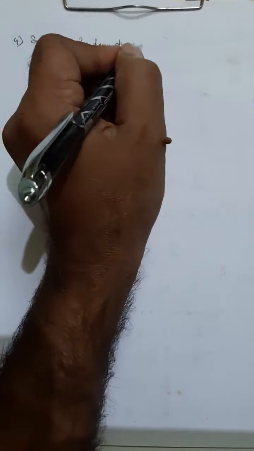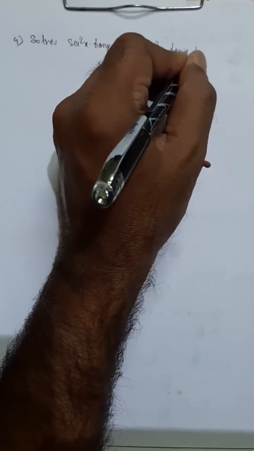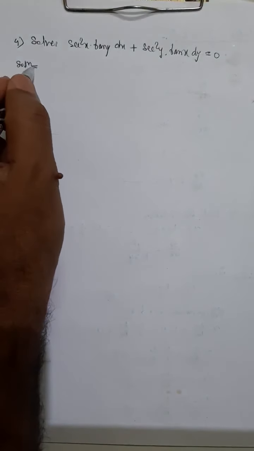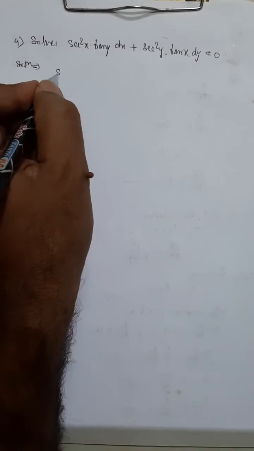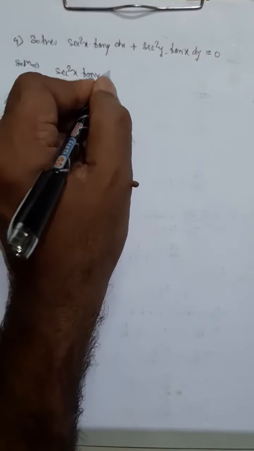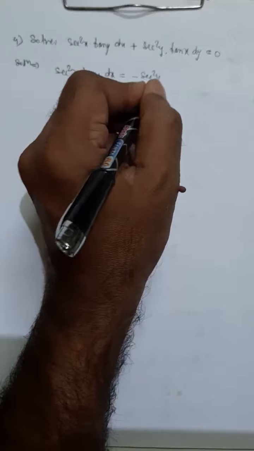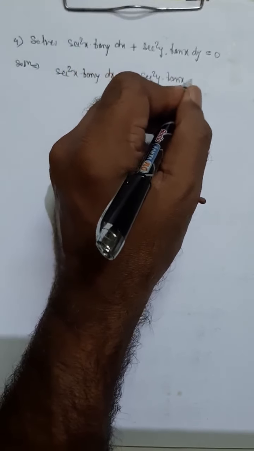Solve sec square x into tan y dx plus sec square y into tan x dy is equal to 0. First we have to separate the variables. For that we write sec square x tan y dx, we take the second term on the right side, so minus sec square y into tan x dy.